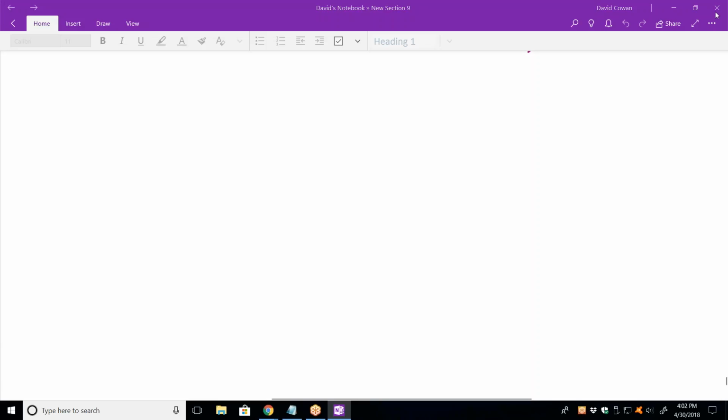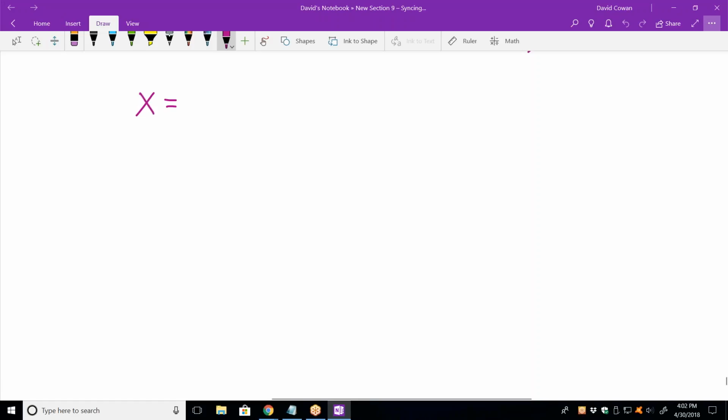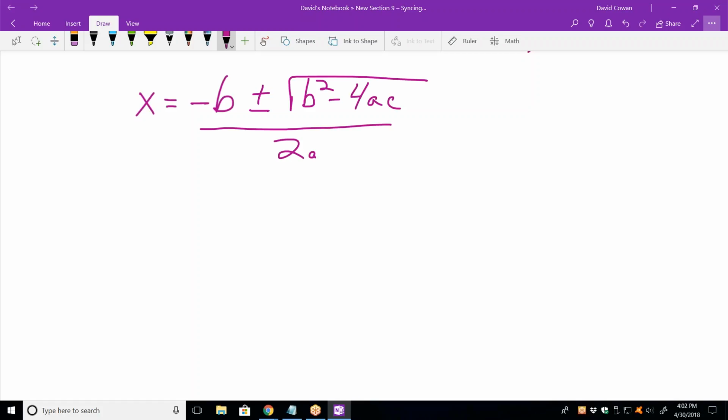The formula is x equals something plus or minus the square root of b squared minus 4ac, all over 2a. It's stuck in my head. That is the quadratic formula. This is what you use if you cannot factor a quadratic.